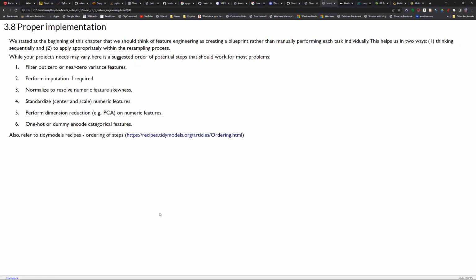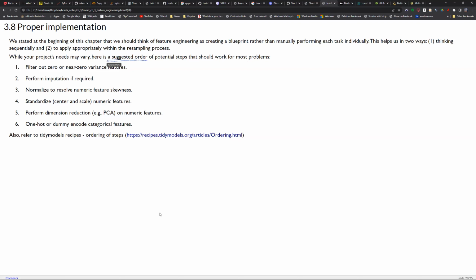Then the author talks about the proper implementation of this feature engineering process. One of the things you have to be aware of is that these methods we have discussed usually have an order in terms of what you should do first, second, and third, in order to appropriately convert your data into a data set that a machine learning model can understand. And this order can change depending on your data set.